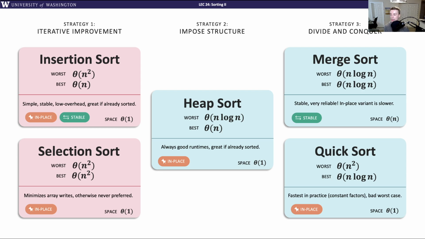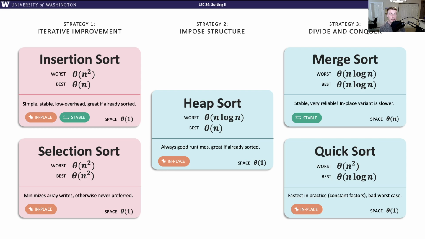Insertion sort is simple, stable, has low overhead, low constant factors, and is great if the array is already sorted. Selection sort minimizes array writes because you're only doing swaps, you're not doing a bunch of shifts. Otherwise, we generally don't care about selection sort. Heap sort always has great runtimes, and it's also great if it's already sorted. Merge sort is stable and very reliable. It always has the same runtime, but it's not in place, but it is stable.